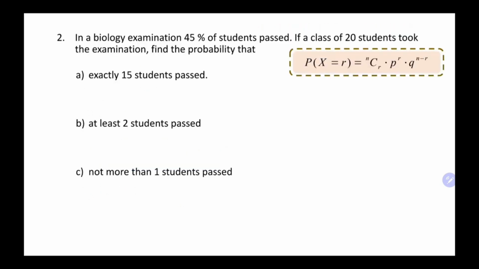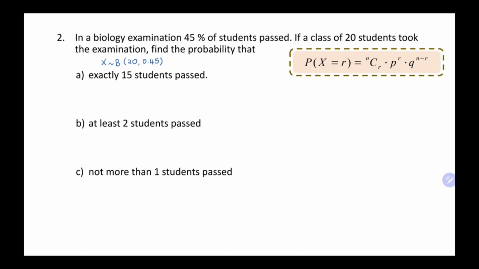We go to question number 2. In a biology examination, 45% of students pass. If a class of 20 students took the examination, find the probability that... Before we start off, we take out the information. We need to write the information as X is binomially distributed with n is 20 and p is 45%, so 0.45. We need to state our n and p.